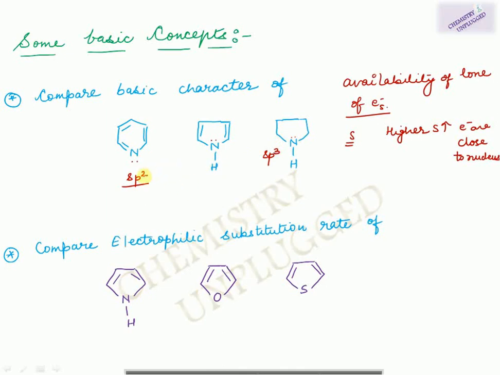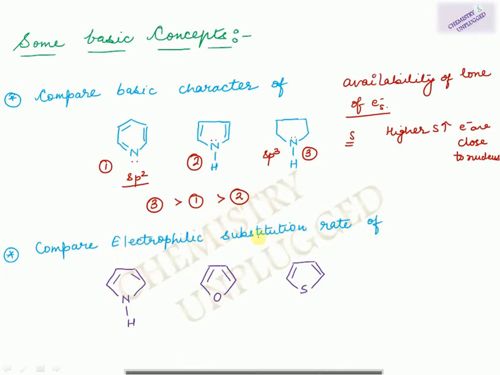So if we want to compare the basic character of pyridine and pyrrolidine, then the s character is less in case of pyrrolidine. Therefore, the electrons are less close to the nucleus and they can be easily donated. So the highest basic character will be of pyrrolidine. If I number them 1, 2 and 3, then the highest basic character will be of pyrrolidine, then pyridine, and least for pyrrole, because this electron pair is not free to be donated.